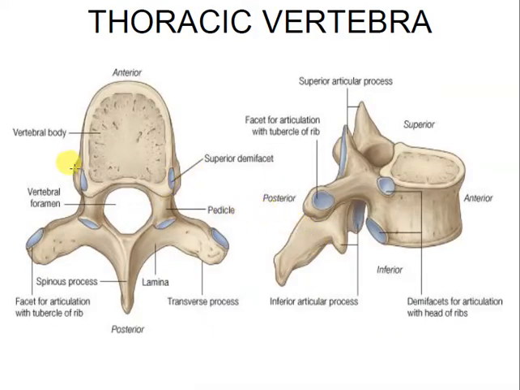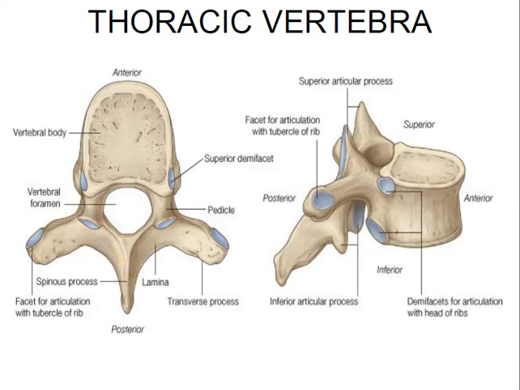As you can see in this diagram, we have the superior demifacet, and here the superior and the inferior demifacet for articulation. The rib will attach to one facet, and the other facet will articulate with another vertebra. We have the inferior articular process, the facet for articulation with the tubercle of the rib, the superior articular process, and then the spinous process, which is behind.